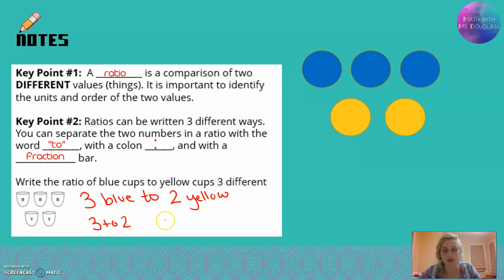Another way is with a colon. You could write 3 colon 2, and we'd read that as 3 to 2. And the third way is with a fraction bar. The first thing goes on top, 3 to 2. That's how we're reading it as a ratio, not 3 halves, because that would be a fractional amount. This is really 3 blue for every 2 yellow. And that's an important part too, because it doesn't just have to be 3 and 2. A ratio can be scaled up and scaled down, and we'll talk about that more in other videos.